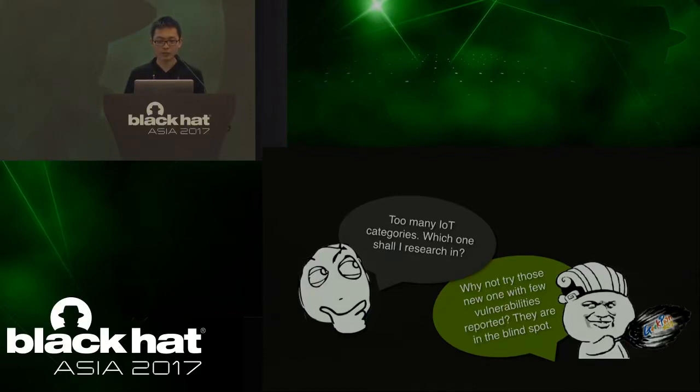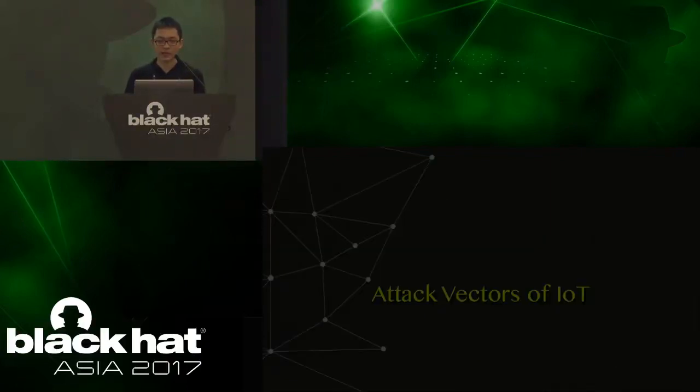So if you want a good harvest in vulnerabilities, why not try some new categories of IoT products, which are the blind spots in security? Let's then check out the attack vectors of IoT.